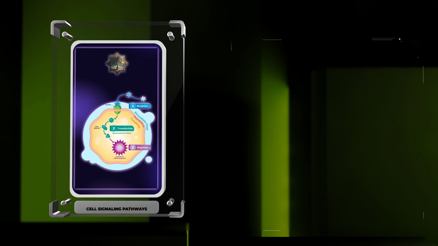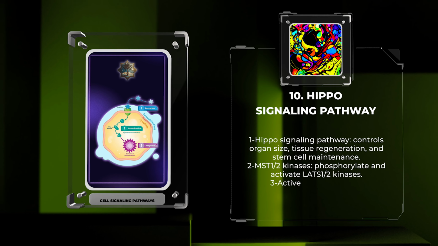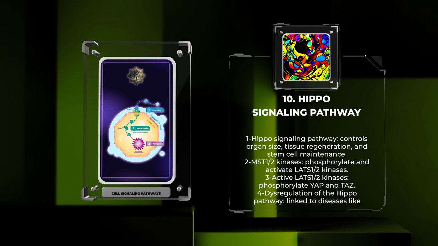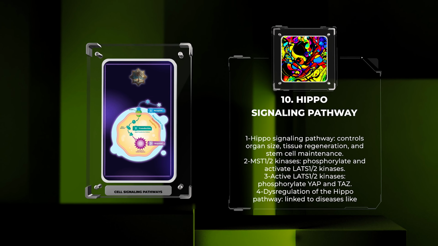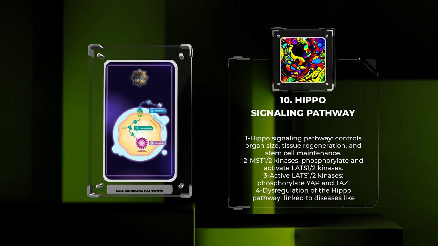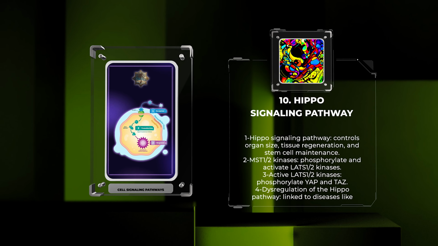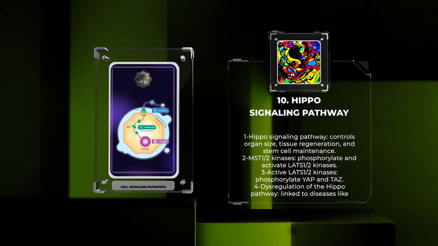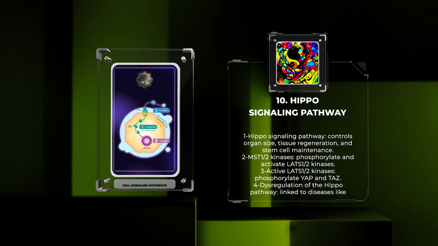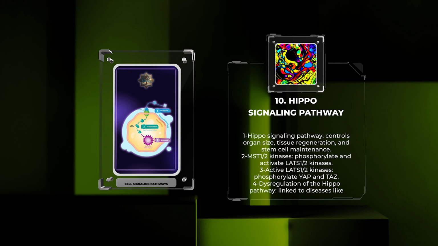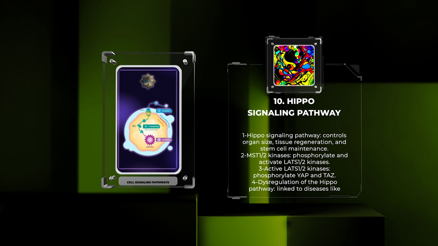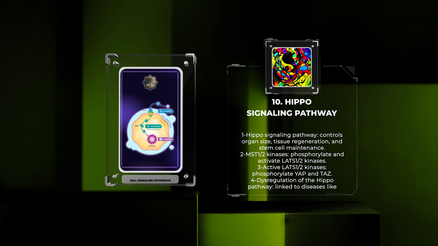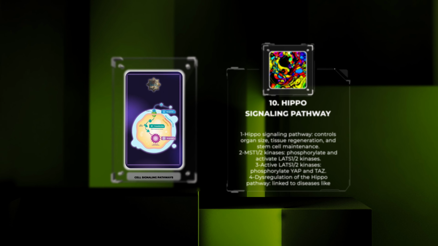The Hippo signaling pathway is an evolutionarily conserved pathway that controls organ size, tissue regeneration, and stem cell maintenance. Central to this pathway are the MST1/2 kinases, which phosphorylate and activate the LATS1/2 kinases. Active LATS1/2 kinases phosphorylate the transcriptional coactivators YAP and TAZ, leading to their cytoplasmic sequestration and degradation. Dysregulation of the Hippo pathway has been linked to various diseases, including cancer and developmental disorders.